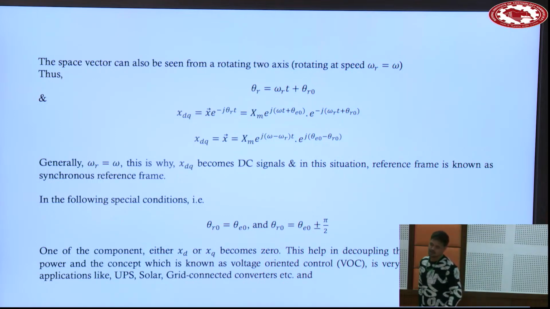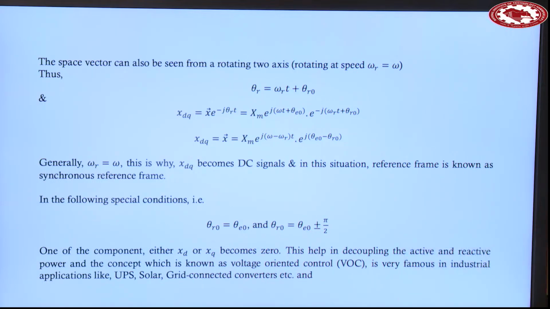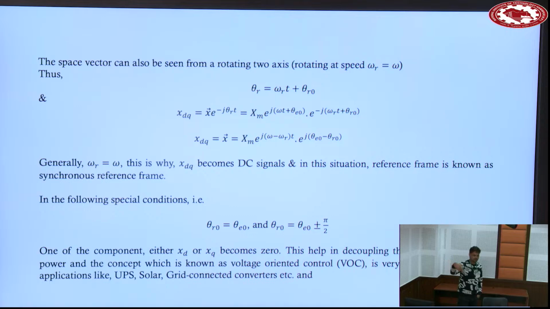Similarly, apply for the second one. If it is at plus or minus pi by 2, suppose plus pi by 2, theta r is equal to theta e naught plus pi by 2, then theta r naught minus theta e naught is going to be pi by 2, and the real component is not there. So Vd is 0, Vq is the peak value. So one of the components becomes 0, either Vd or Vq (Xd or Xq), depending on the two choices, theta r naught equal to theta e naught or plus or minus pi by 2.